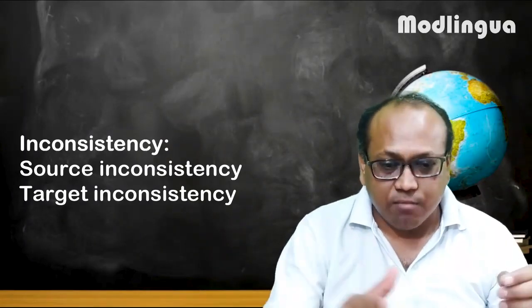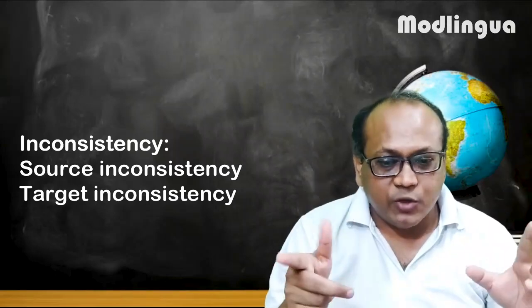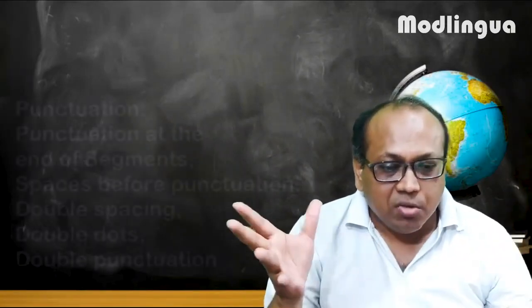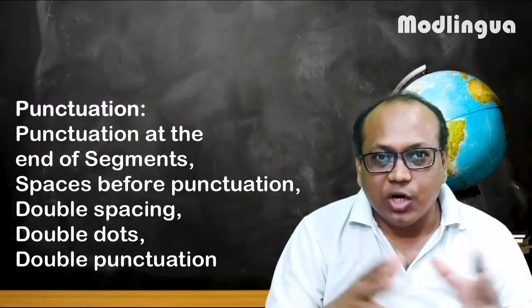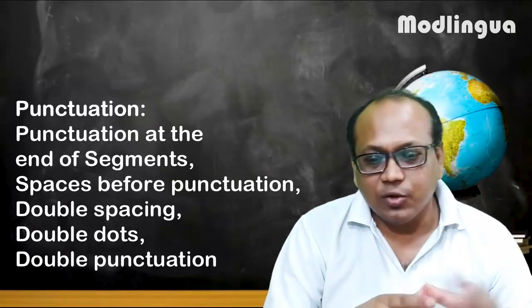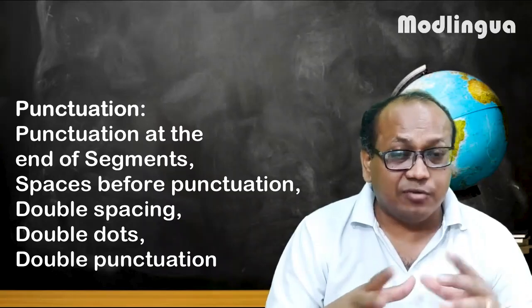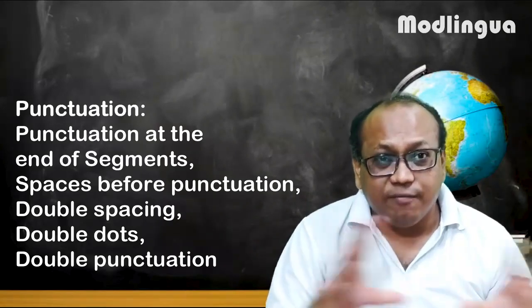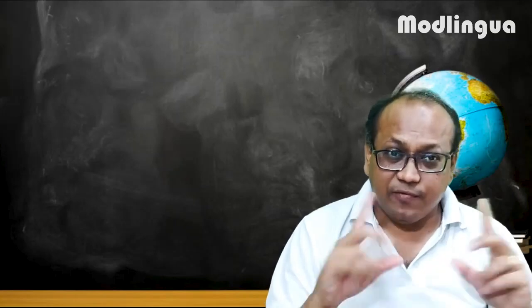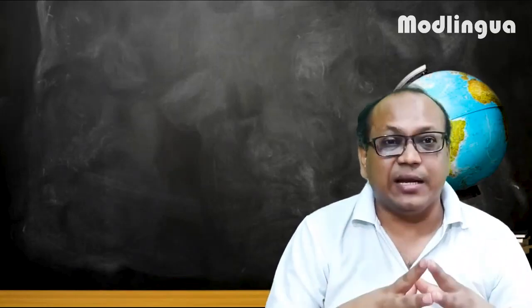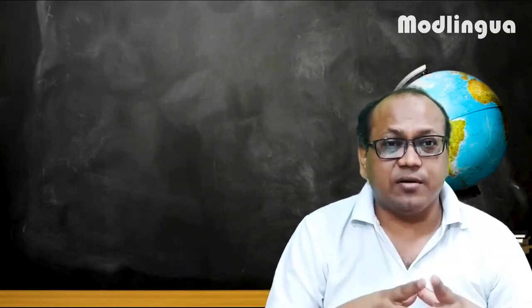Then there is punctuation. I'm talking about the segment level only. Punctuation at the end of the segment, a space before punctuation, double spaces, double dots at times, double punctuation. These are all errors, and the machine, the LISA matrix, used to count every error of this kind and define your quality of translation. If you have done something wrong which is very critical in nature, you are penalized and your translation is rejected.